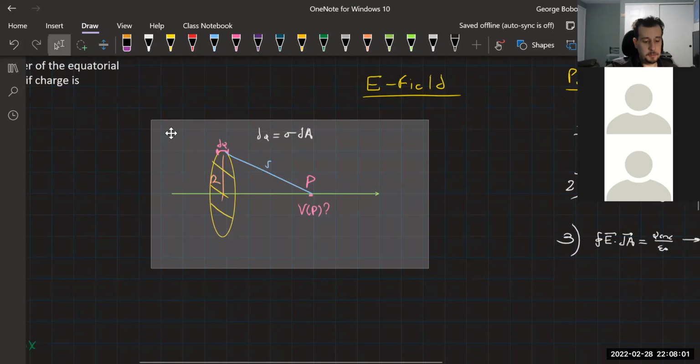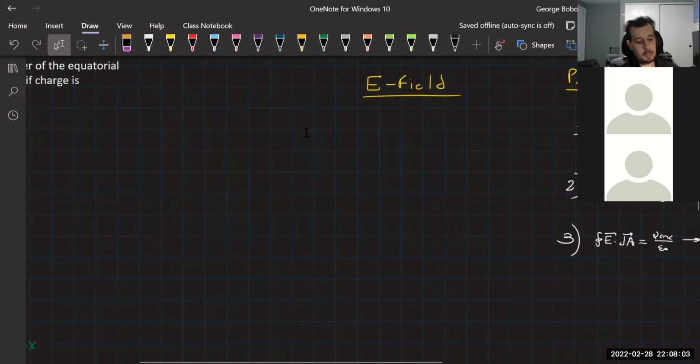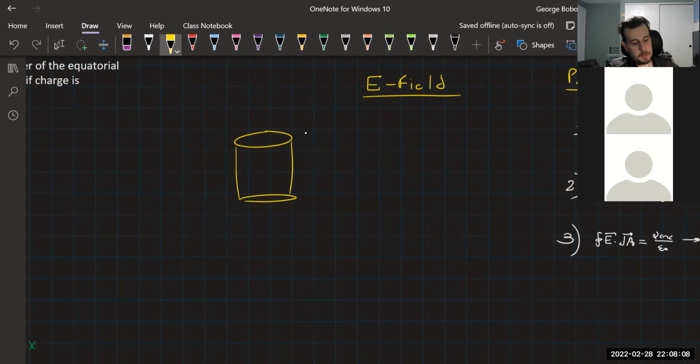All right, so you get the difference, right? And again, if we have a cylinder over here, right, that's infinite again.